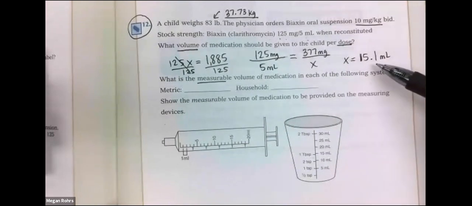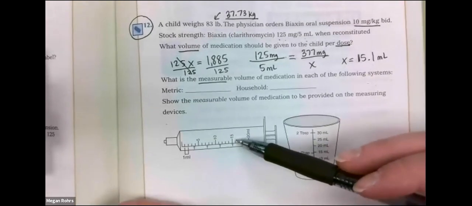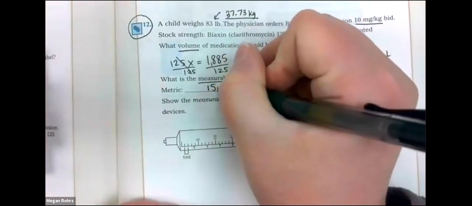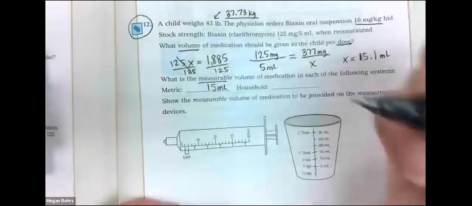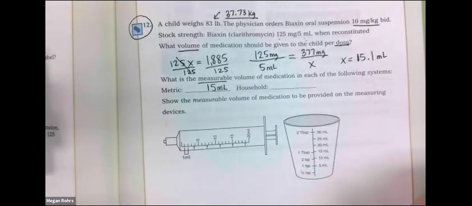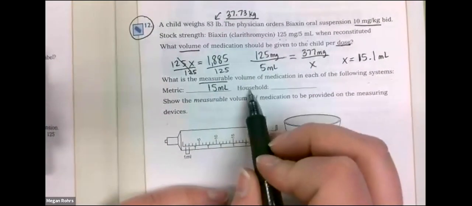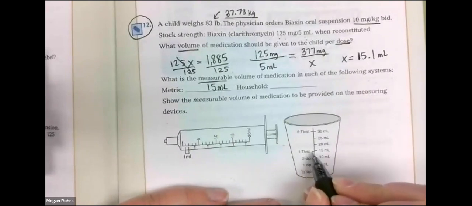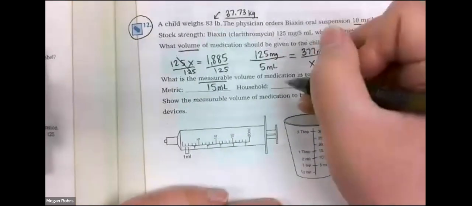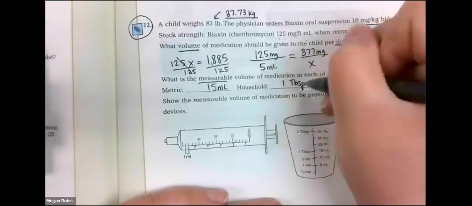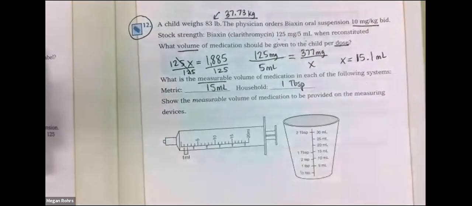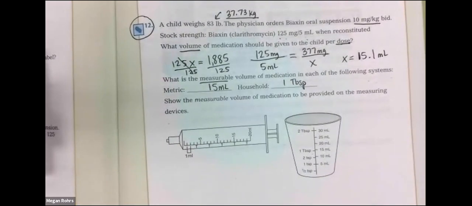So there's no way for me to accurately measure out 15.1 milliliters using this syringe. So I would just have to round that to 15 milliliters. Now here, if we're using household measurements, well, 15 mils is here, which is roughly equal to 1 tablespoon. So when you're looking at the measurable volume, make sure it's something that you can actually measure in your measuring device.